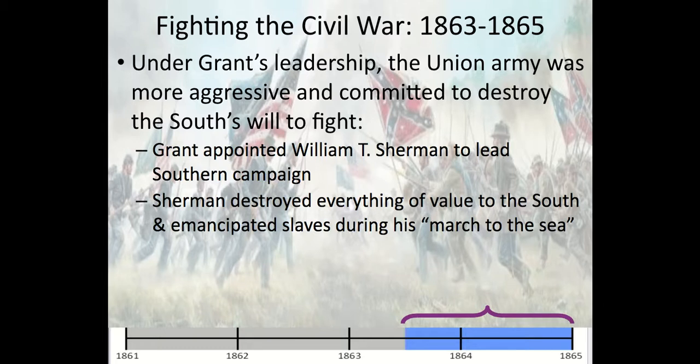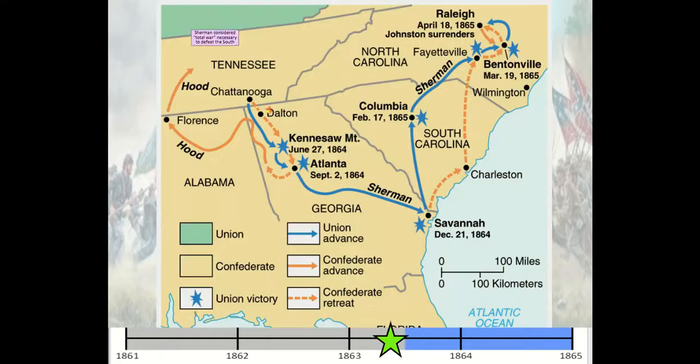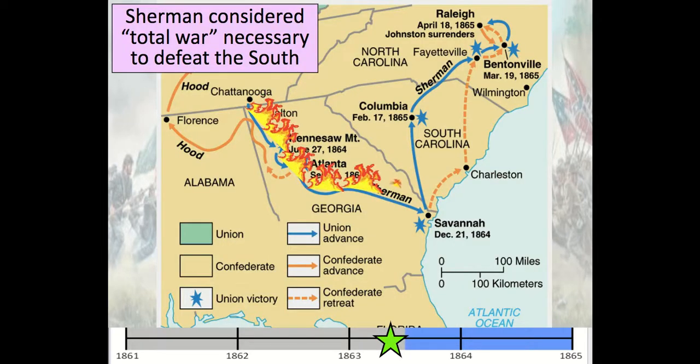So Grant takes over. The Union Army starts to be a little more aggressive. William T. Sherman takes control of the Southern campaign, and he's going to institute a policy of really destroying everything of value to the South. And along the way, they're going to be emancipating slaves. So I like this slide not only because it's got the cool fire animation, but considering the fact that the South and really the North, everybody is throwing everything they can into this war and has this whole total war.